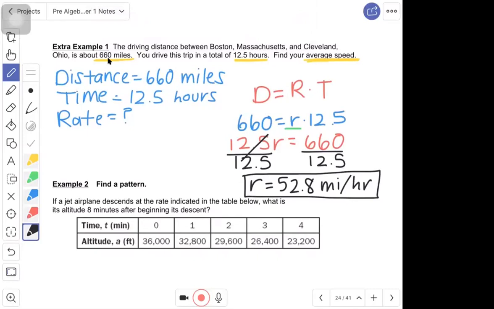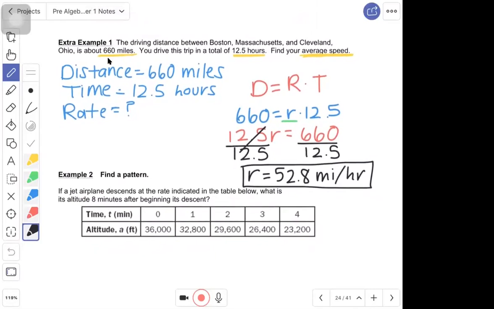Questions on this one? All right. So we are going to move on to example 2 down below. Now this one's a little different. It's asking us to find a pattern. It gives us, if a jet airplane descends at the rate indicated in the table below, what is its altitude 8 minutes after beginning its descent?